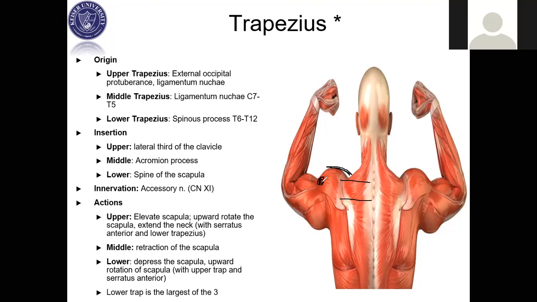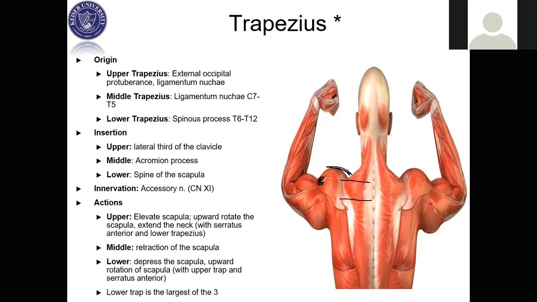Its action is retraction of the scapula. So the middle trap brings the scapula, and brings both scapulas, backwards. Remember, we got protraction, and I said earlier that pec minor is a protractor. Well, the middle trapezius is a retractor.